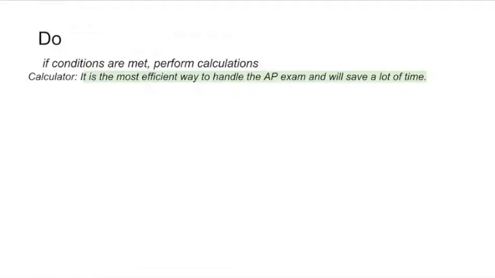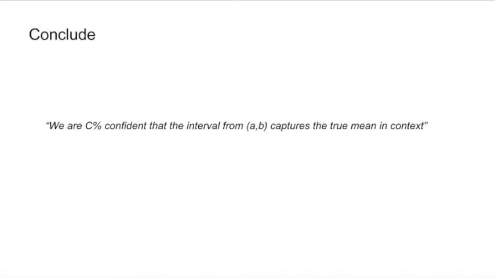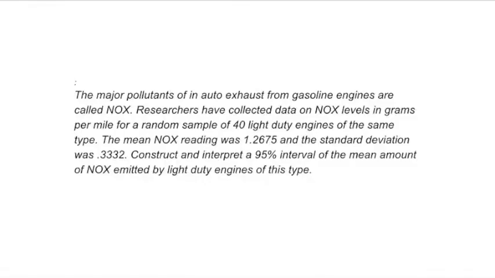Now we do. If the conditions are met, we perform calculations. We will be using a calculator for this section. It is the most efficient way to handle the AP exam and will save a lot more time. With the calculator, we will find the t-score and the confidence interval. Next, we conclude. We can use a sentence: We are C% confident that the interval from A to B captures the true mean, in context, to correctly make our conclusion. Now we will try a problem together.